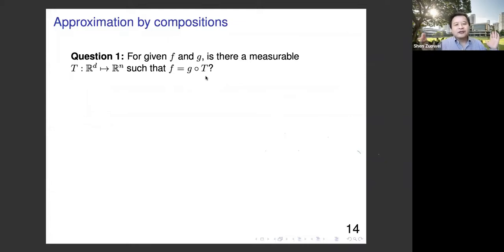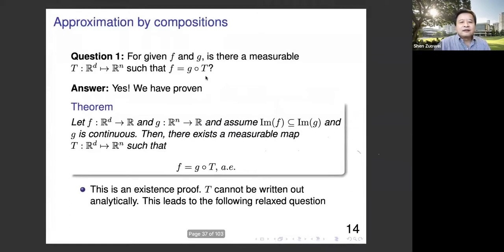I give you F and G. Do they have that? Mathematically, the answer is yes, and the condition is very weak. You just need the image of G, the range of G, to be a superset of the range of F. In fact, I can weaken the condition if G is continuous, but continuous is good enough. This condition, that the image of G contains the image of F, is clearly necessary. If part of the image of F is outside the image of G, you have no way to approximate it.